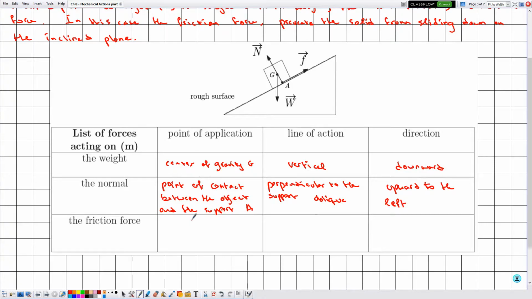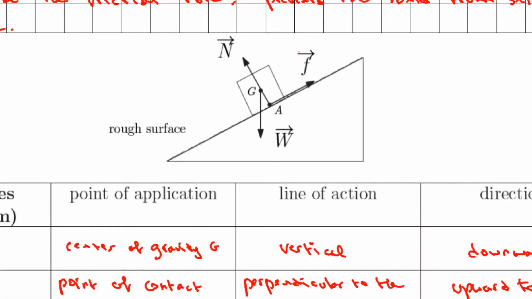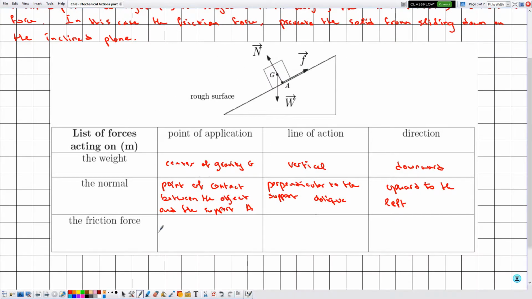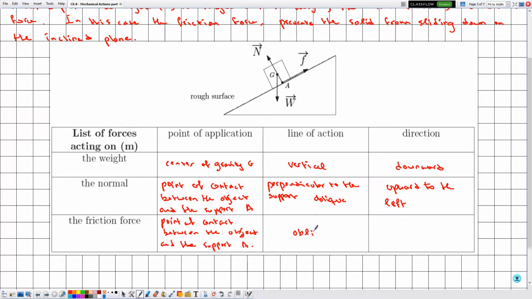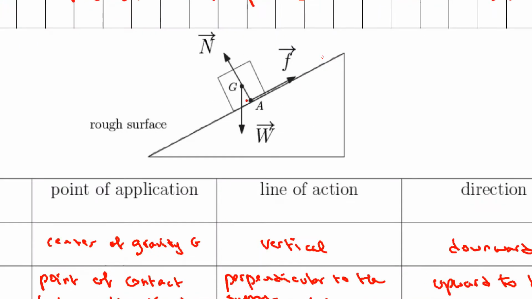Now as for the friction force, we have justified why the friction force is like this. It's not the weight, nor electric, nor magnetic, so it's classified as a contact force. And in this case, the point of application will be the point of contact between the solid M and the inclined plane, which is the point A. Now, as for the line of action, it is oblique. And in this case, the direction is upward to the right.